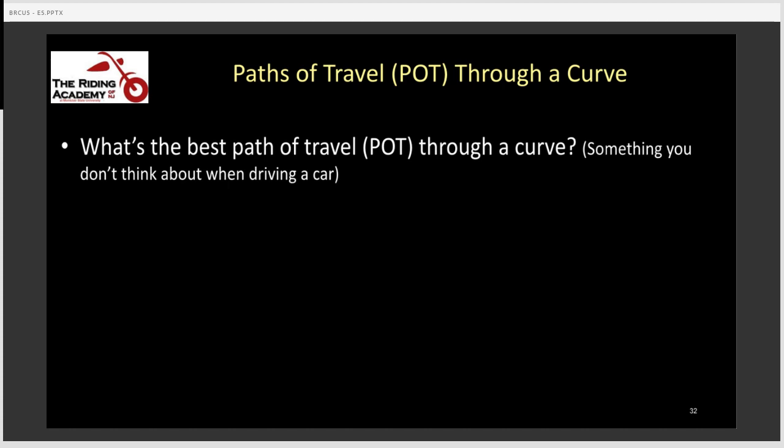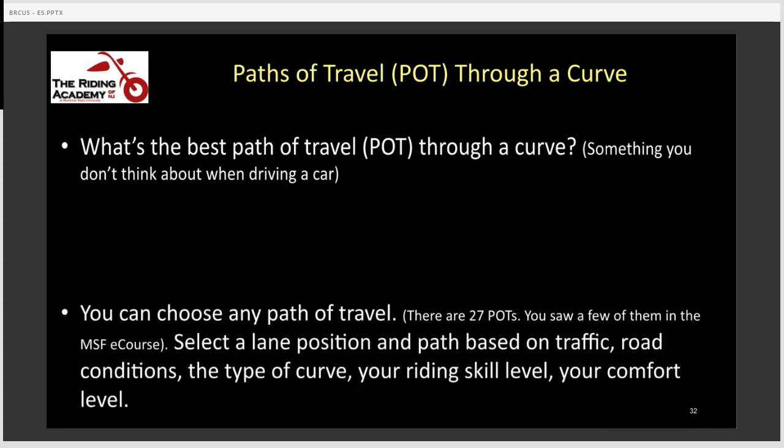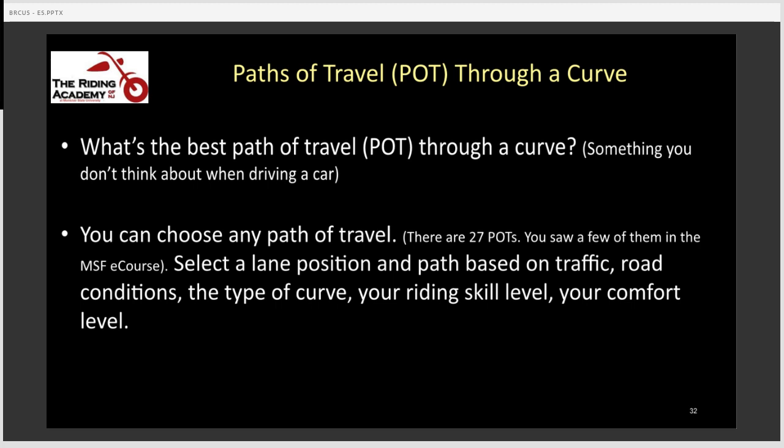This is something that you don't think about when you're in a car, because when you're in a car, you take up the entire width of the lane. Now, you can choose any path of travel. If you watched that MSF Basic eCourse, you saw there are 27 different paths of travel. You saw a few of them in the eCourse. But basically, you want to select the lane position and path based on traffic, road conditions, the type of curve, your riding skill level, your comfort level. Let's get a little bit more into this.